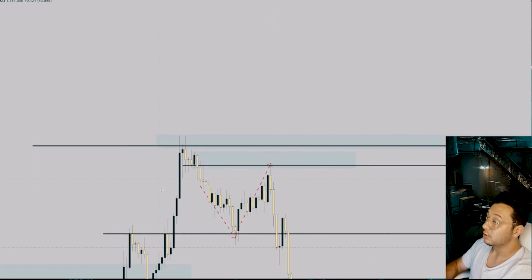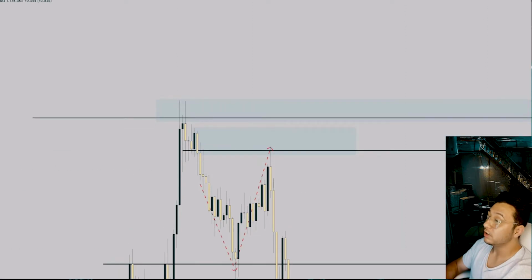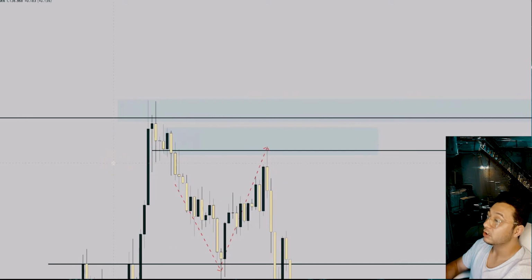It reacted from here because I just identified this was a break of structure, a break of support, and an area of supply. Two reasons, two confluences as to why prices could react from this area, or something could happen from this area. And as you can see, we rejected pretty hard and ultimately went bearish very quickly.